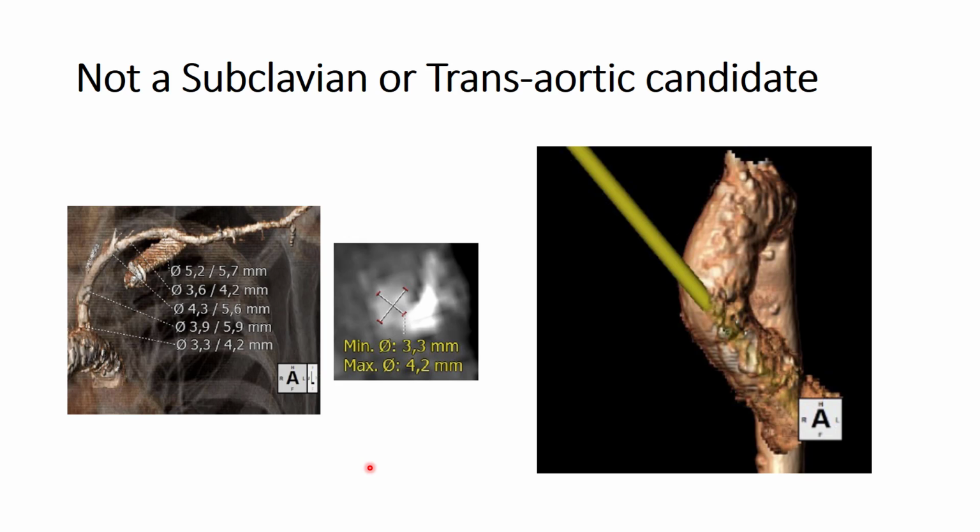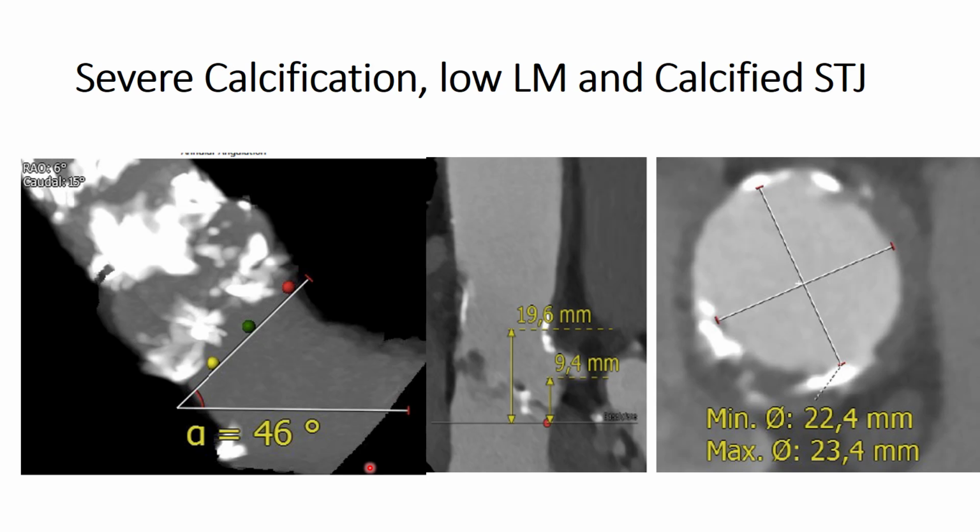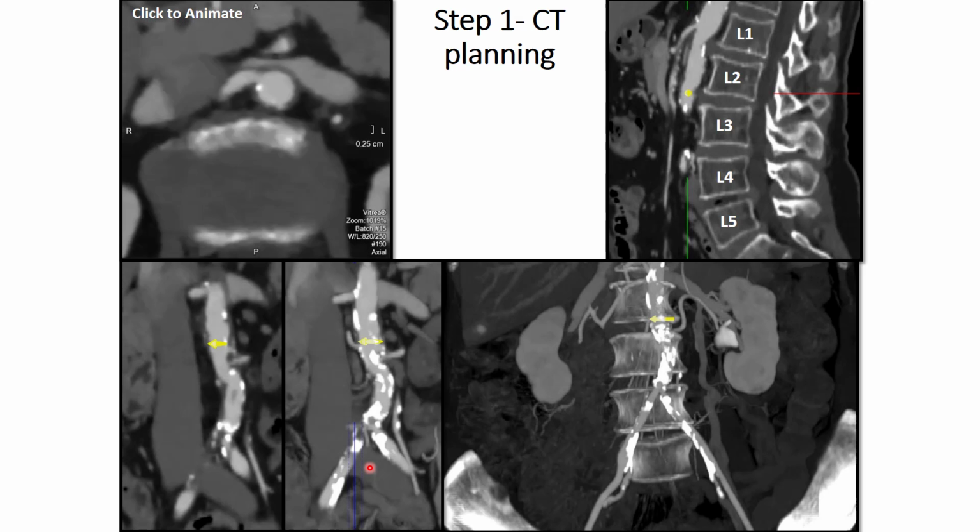On the right panel, you can see that you have a porcelain aorta, so you cannot go direct transaortic. And if you look at the planning, you have a severely calcified valve, severely calcified STJ, and severely calcified aorta. You have a low left main and a very small STJ. And usually when you decide to do transcaval, you have to do very good planning.